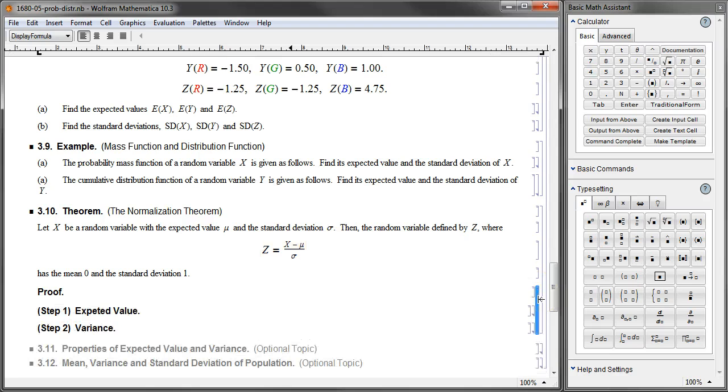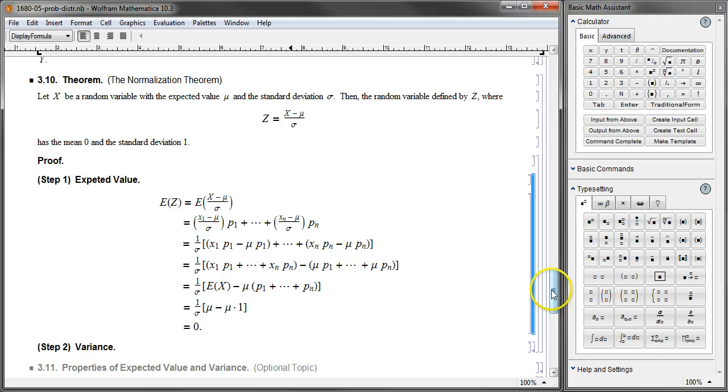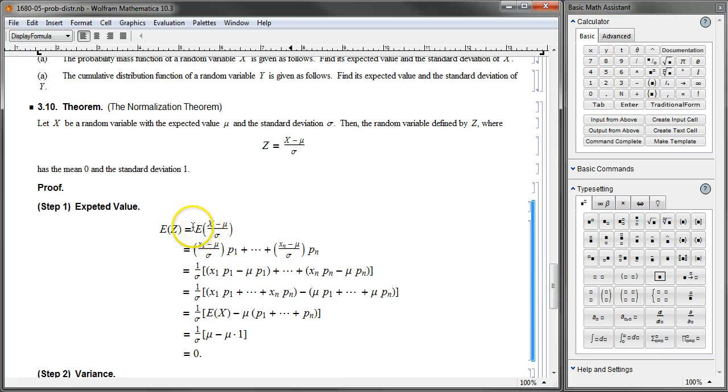Why is that? Well, here's the proof for expected value. You want to find out the expected value of (X minus mu) over sigma, right? Okay, so this is the new value. X, the capital X can take values x1, x2, x3, all the way to xn. So if you calculate (x minus mu) over sigma, you get (x1 minus mu) over sigma times the probability, and (x2 minus mu) over sigma times the probability, and so on, all the way up to (xn minus mu) over sigma times the probability.